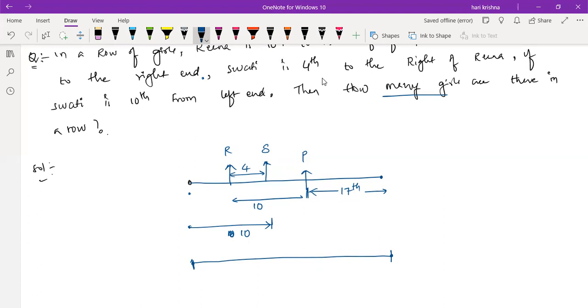Okay. So if you take anyone as a constant, from that we can calculate the total distance of the left hand to the right hand. Suppose in this case, whom will we take as the constant? Tell me one name. Reena, Swati, or Pallavi?